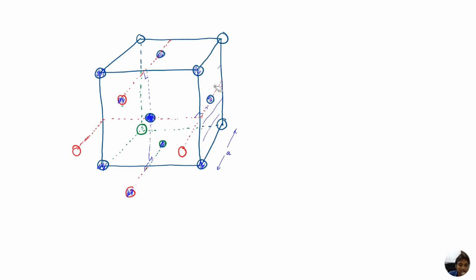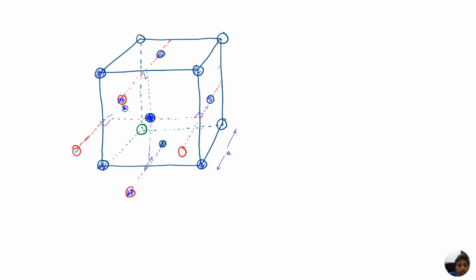Is that clear, or maybe you can think about it later? So similarly, what I am drawing here is the face center of the neighboring cube, and here also is the face center of the neighboring cube, and this is the face center of another neighboring cube. So we can draw another one, this is the face center of another neighboring cube. So these four are forming a plane.